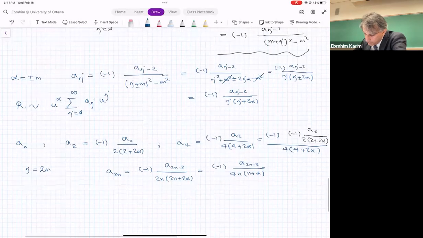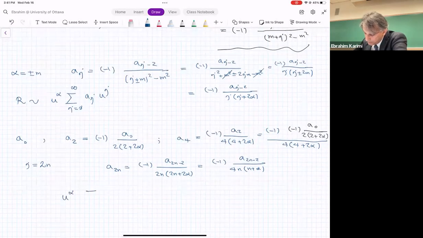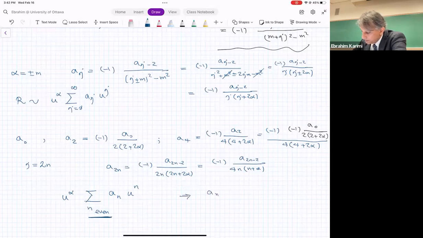People usually write it this way: u power of alpha, summation of n even functions, or even powers. Then you will get a_n u power of n. Remember, n is even here. Then the coefficient a_n is simply a_n minus 2 divided by 4 times n plus alpha.